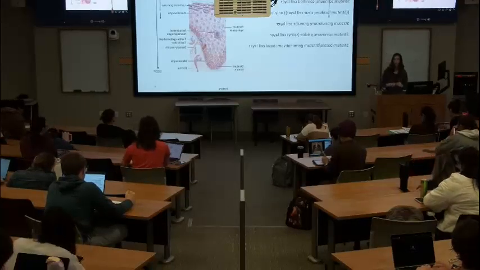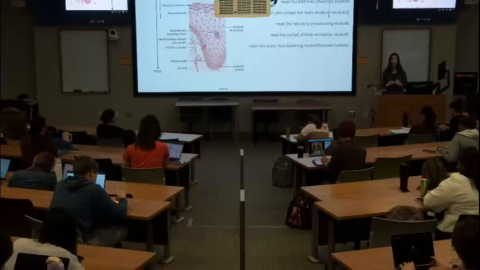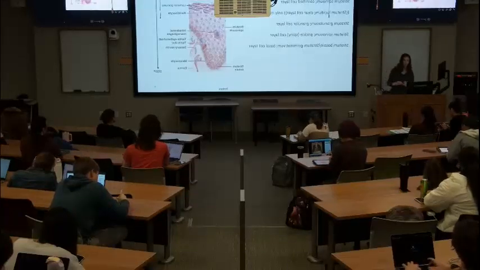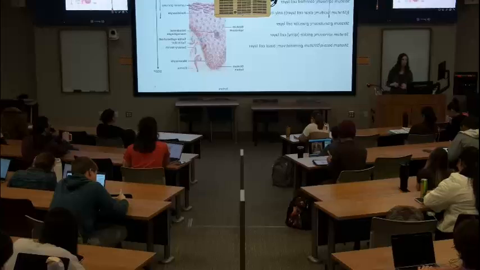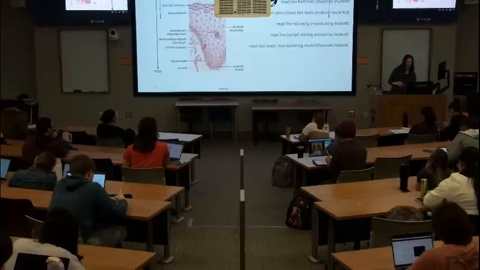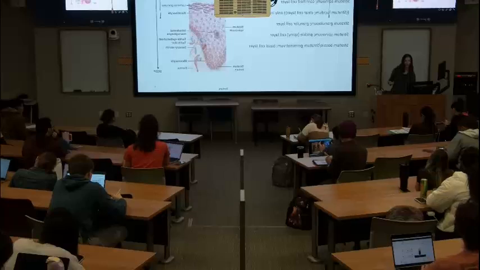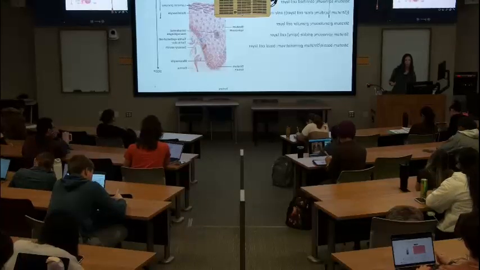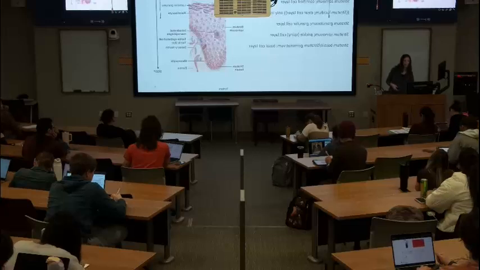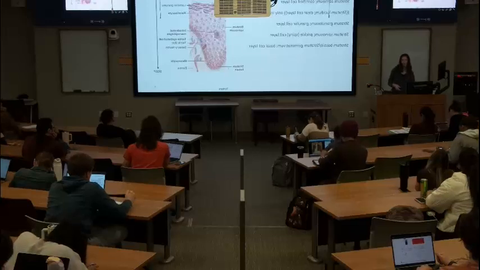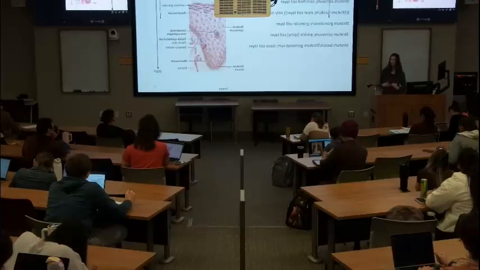There's a little mnemonic that I like to use that's "come, let's get sunburned," because who doesn't like a bit of dark humor, you know? So corneum is come, lucidum is let's, granulosum get, spinosum sun, and then basal burned, right? So it shouldn't be too tricky to remember the order of those layers.